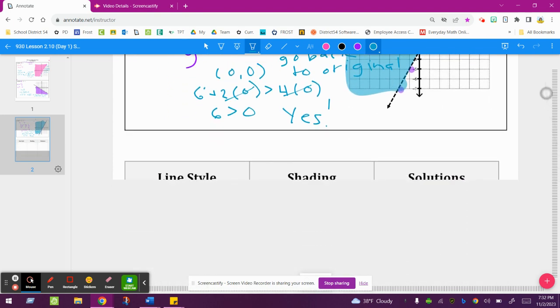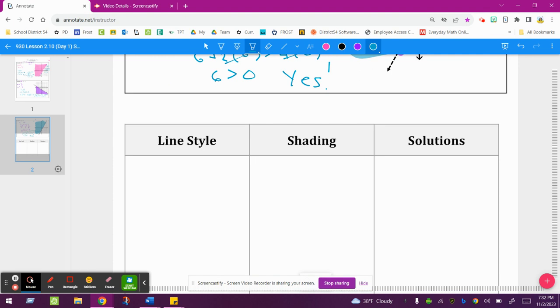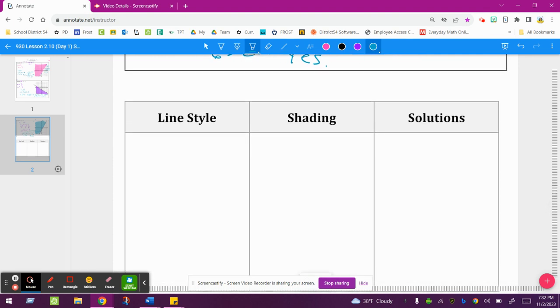This bottom section here, we're actually going to fill that out on Monday together, just kind of summarizing what you guys learned in this lesson. We'll talk about the line styles, the shading, and the solutions, and we'll have a day 2 on this on Monday. Okay, so why don't you guys give the class kick a try.